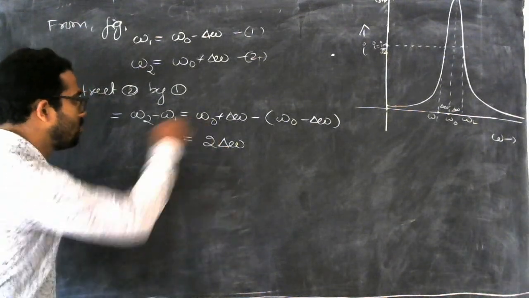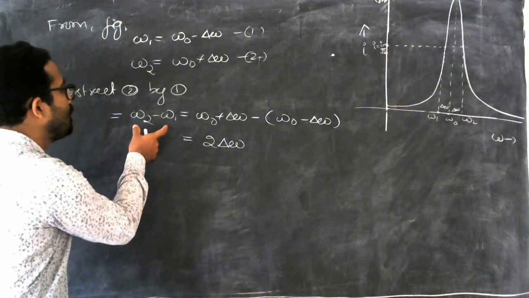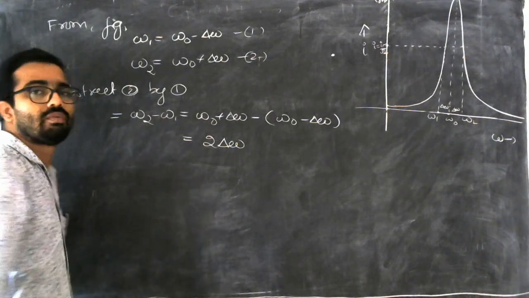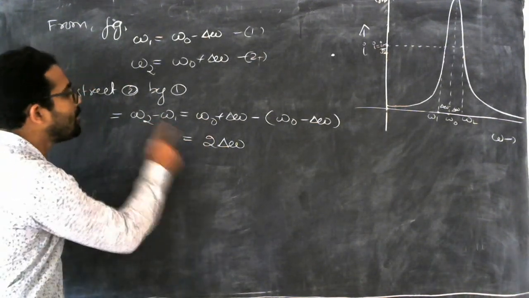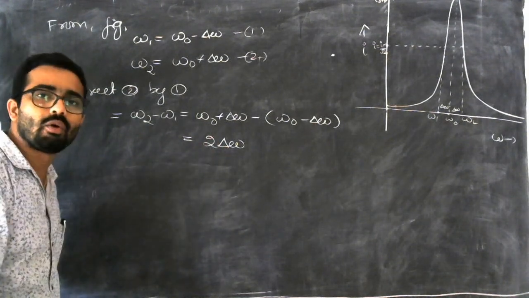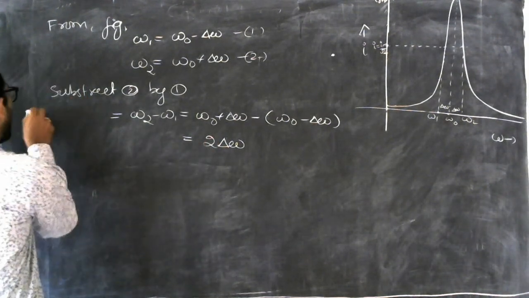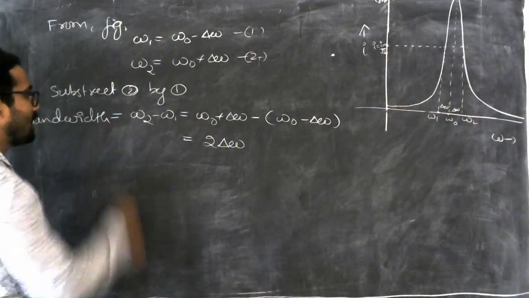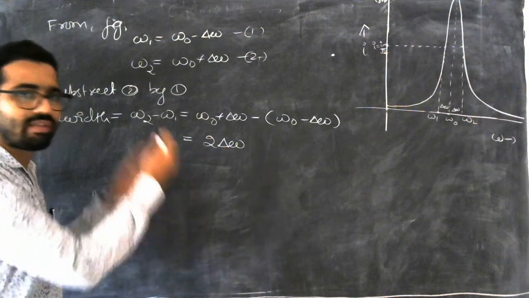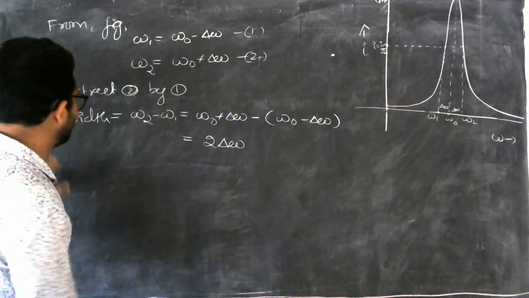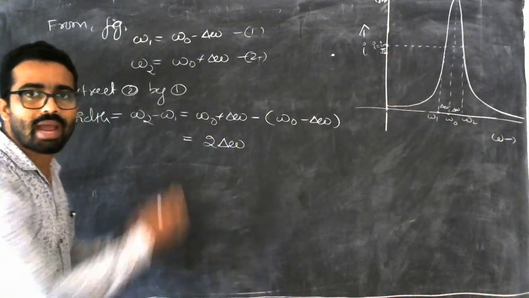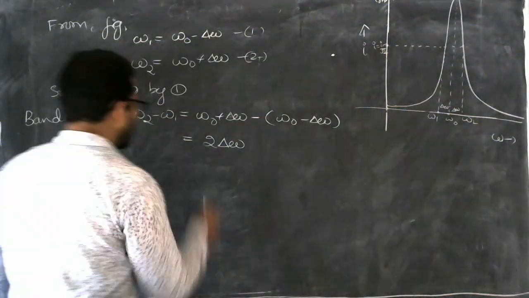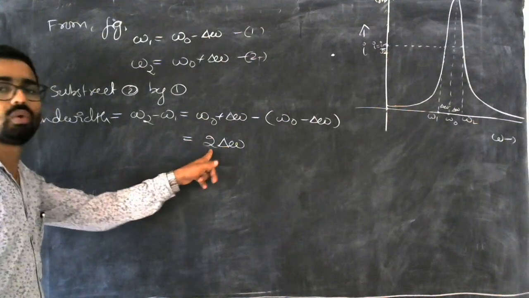See what we have found? We have found the difference between the two half power frequencies. These are the two half power frequency values, and their difference is equal to 2 delta omega, which is actually called as bandwidth. It is a band, a range of frequencies, and that has some width, bandwidth. So the value of bandwidth is 2 delta omega.